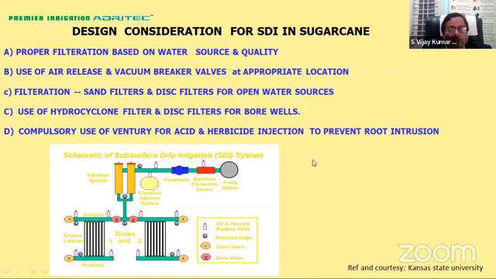And in addition to the acid injection, we will be doing this by the venturi. We also have an additional treatment that we have to take, which is called herbicide injection, in order to prevent root intrusion. So I will be talking more about this in the later slides.